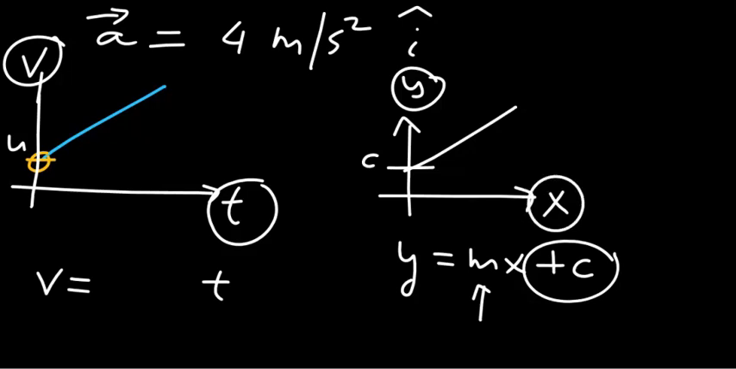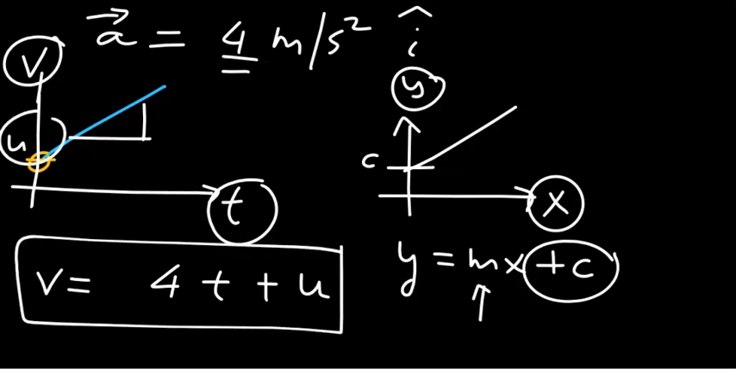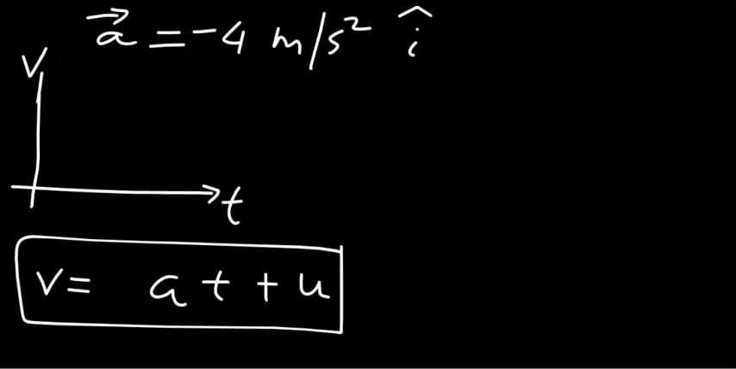The slope is the acceleration, which in this case is 4, plus u. u is the intercept. So that is the form. Or generally, you can simply write the acceleration as a. So as you can see, this is the first equation of kinematics. What if the acceleration is negative? That means this slope there is a negative number, and the v-t graph would look something like that.